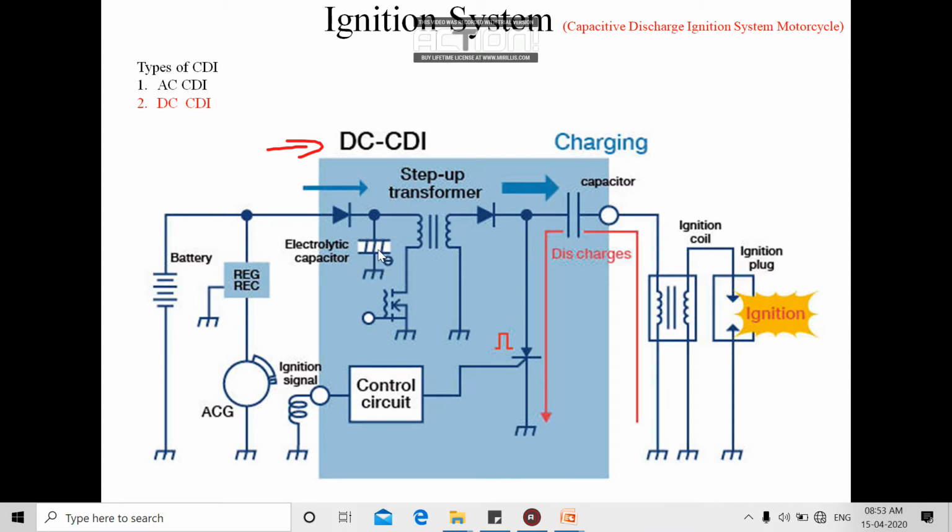used to hold a charge whenever the negative cycle of the AC generator is taken. Negative cycle means the time at which the north pole comes in front of the stator winding. That's the stator winding, or we can say the charging winding, or the exciter winding, which we have seen previously in the case of the DC CDI. Okay, so this electrolytic capacitor is used for that purpose.